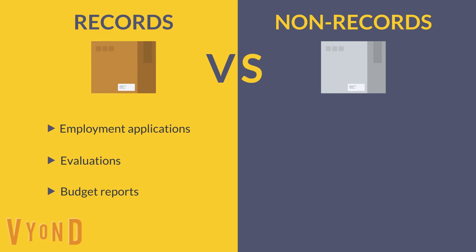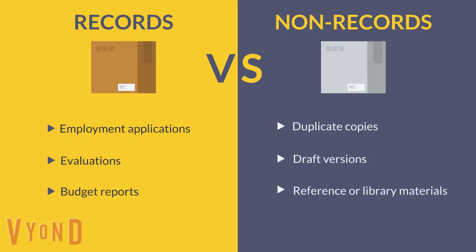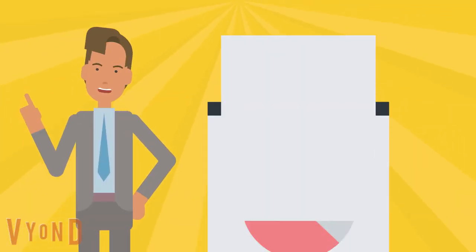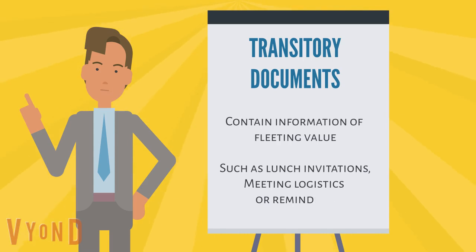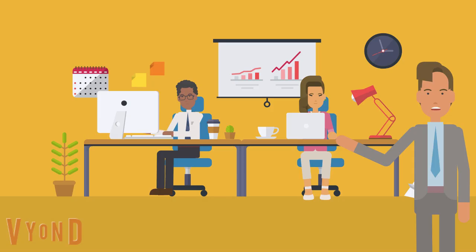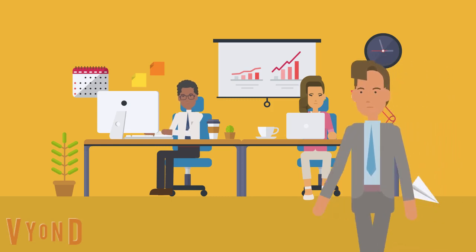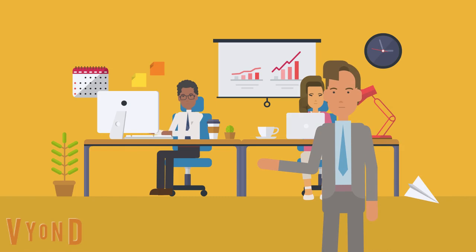There are certain kinds of documents that are considered to be non-records by the state of Illinois. These include duplicate copies of records, draft versions of documents, reference or library materials, and transitory information. Transitory information is any information that is of only fleeting value, like emails exchanged to set up a meeting time, or reminders to sign up for a charity event. It's true that not everything that you create and receive is going to be considered a state record. So let's talk about what exactly qualifies as public business, and in turn, what makes a record.